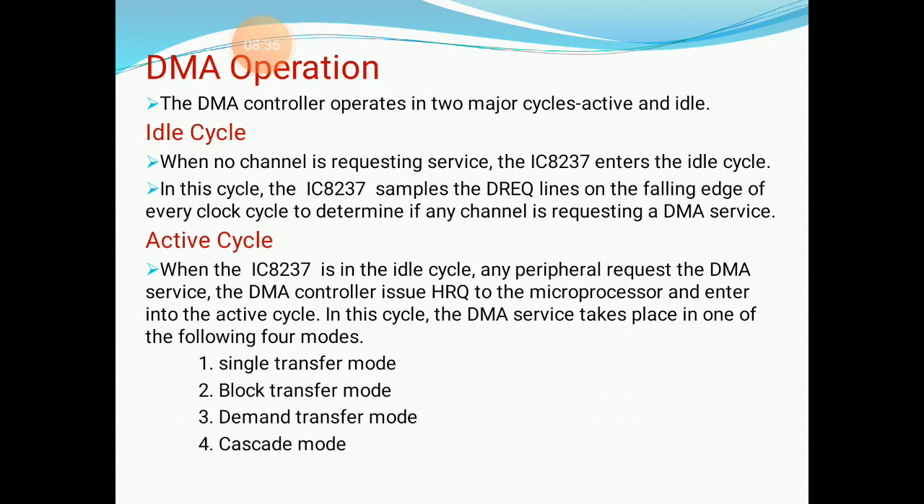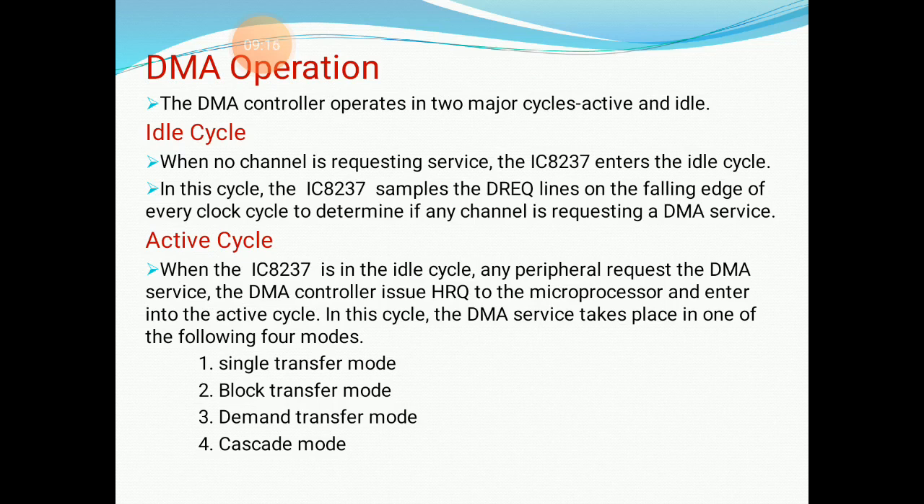Now let us see the operation of the DMA controller. The DMA controller operates in two major cycles, the active and idle cycle. In the idle cycle, when no peripheral or channel is requesting service, the IC 8237 enters into the idle state. In this cycle, the IC 8237 checks the DMA request lines on the falling edge of every clock cycle to determine if any device or channel is requesting the DMA service.